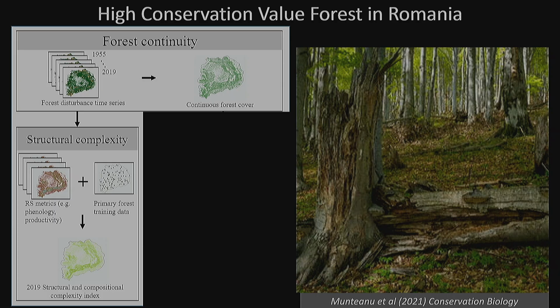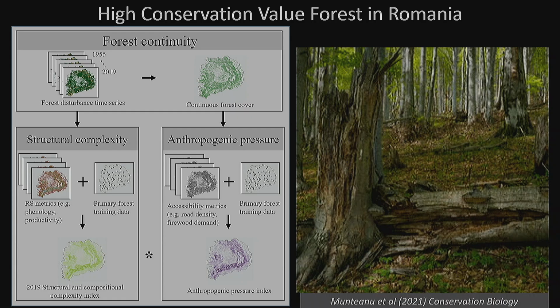And then we produced two models, one looking at forest structural complexity. This is solely based on modern remote sensing data that is trying to predict how complex the forest canopy is. We trained this model with data from the location of known primary forests in Romania, and we produced a structural and compositional complexity index. And then we ran a second model that looks at the anthropogenic pressure on the forest.